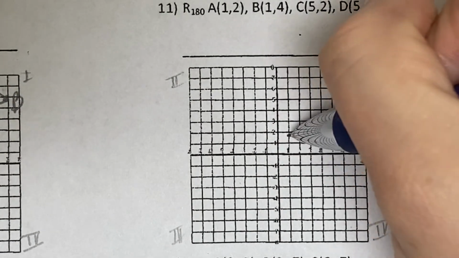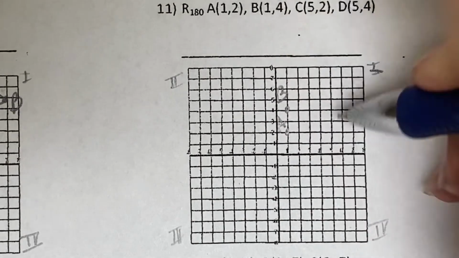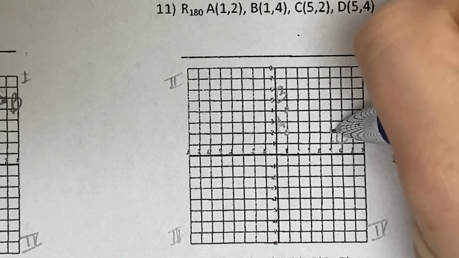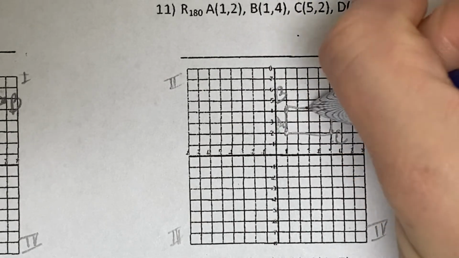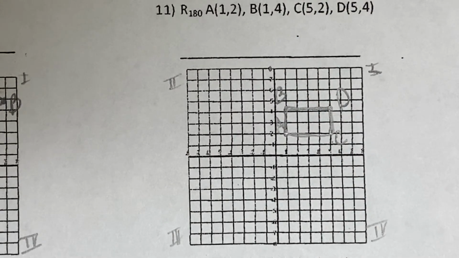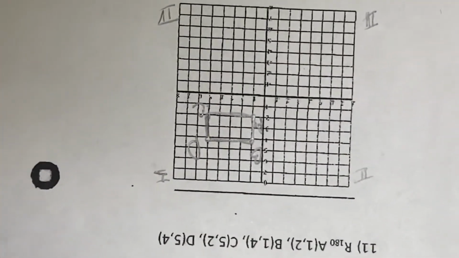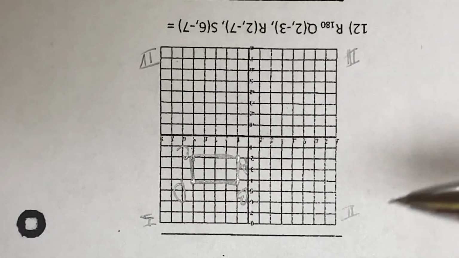All right, so A is 1, 2. B is 1, 4. C is 5. Okay, I have a rectangle that I need to rotate 180. So turn your paper 2 times. And 2 turns would be upside down.